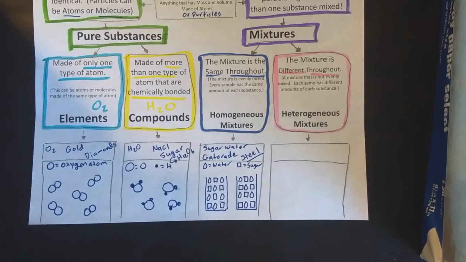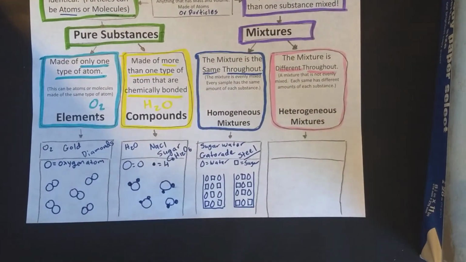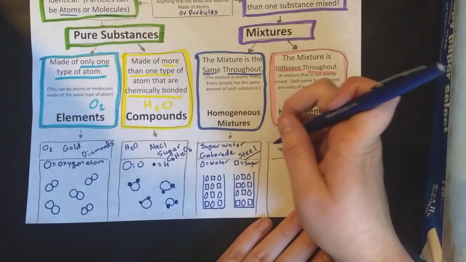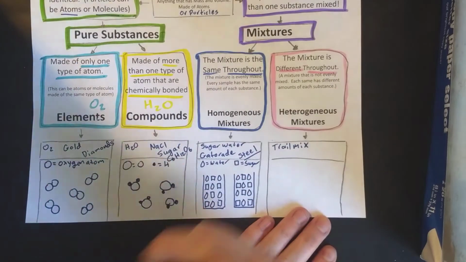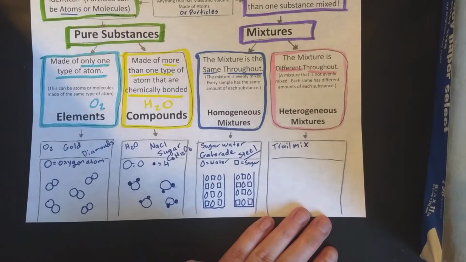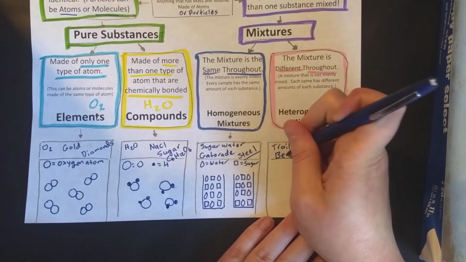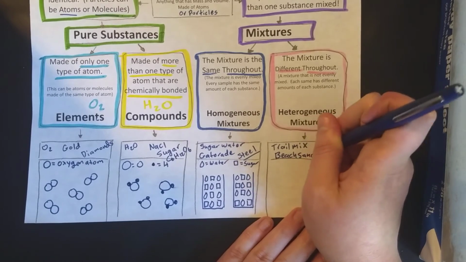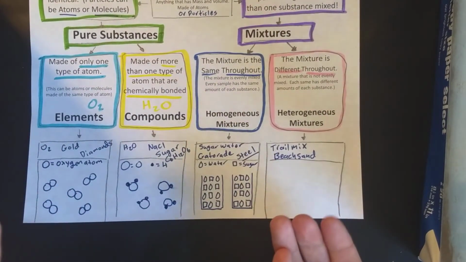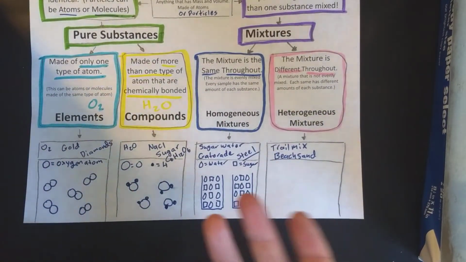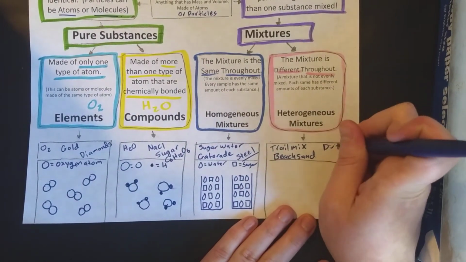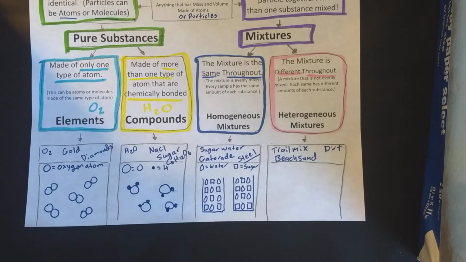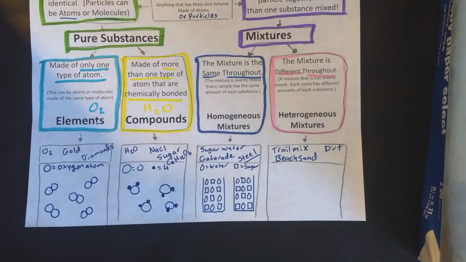Okay, now for a heterogeneous mixture, let's think about a couple things. A good example would be something like trail mix, which is a mixture of a bunch of different foods in a little bag for you to eat. It could be beach sand, because if you take 2 scoops of beach sand, one might have a shell in it, one might have just sand in it or a rock in it. You could do the dirt in your backyard. If you dig up 2 scoops of dirt, one might have a worm, one might have a bug.